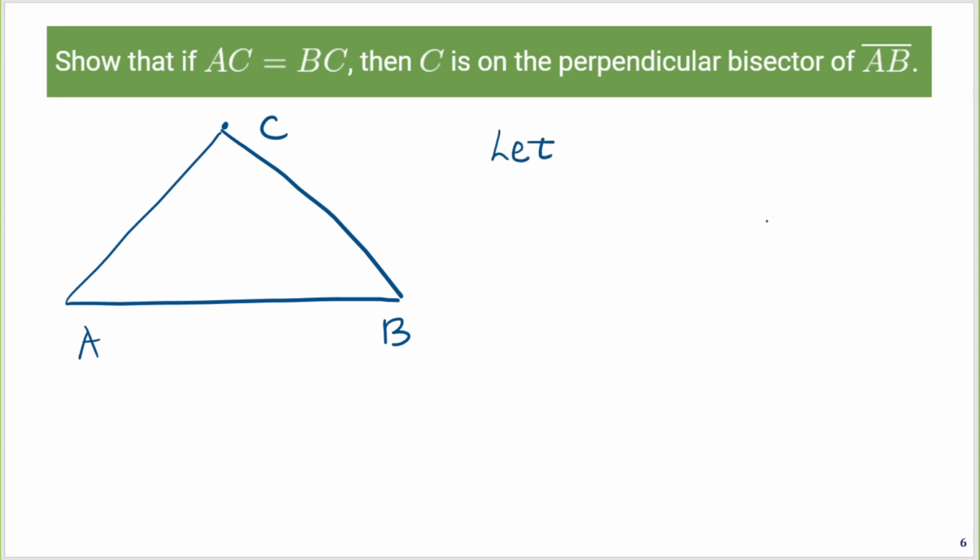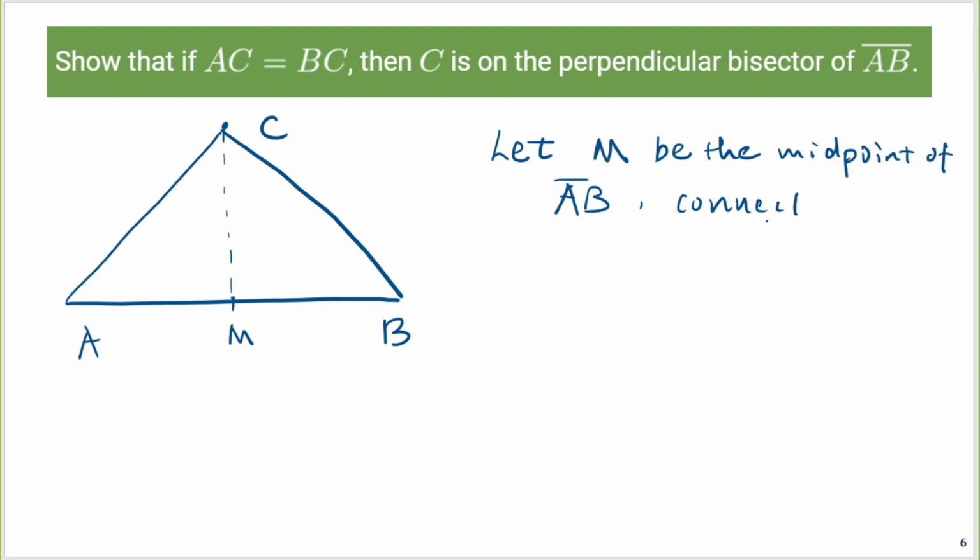So how do we prove that? If you want to prove C is on the perpendicular bisector, you need to prove that this line is perpendicular to AB and this line actually bisects AB, right? So we could first connect C to the midpoint of AB. Let point M be the midpoint of segment AB. Then connect CM. Then as long as you can prove CM is perpendicular to AB, CM is the perpendicular bisector of AB, right?